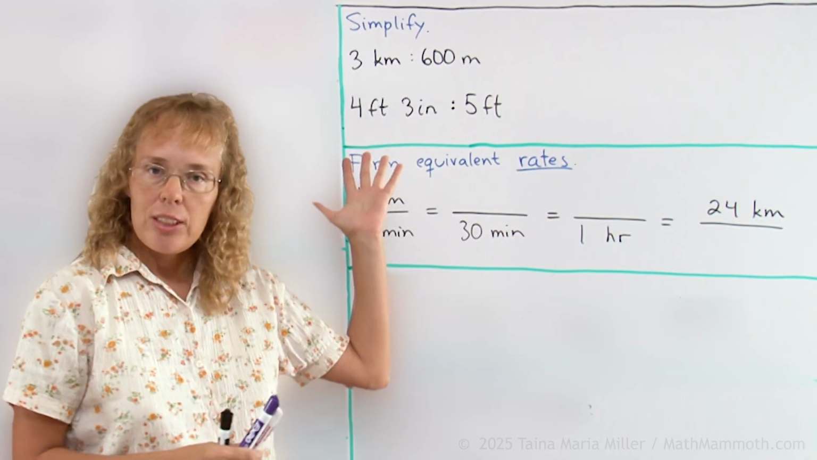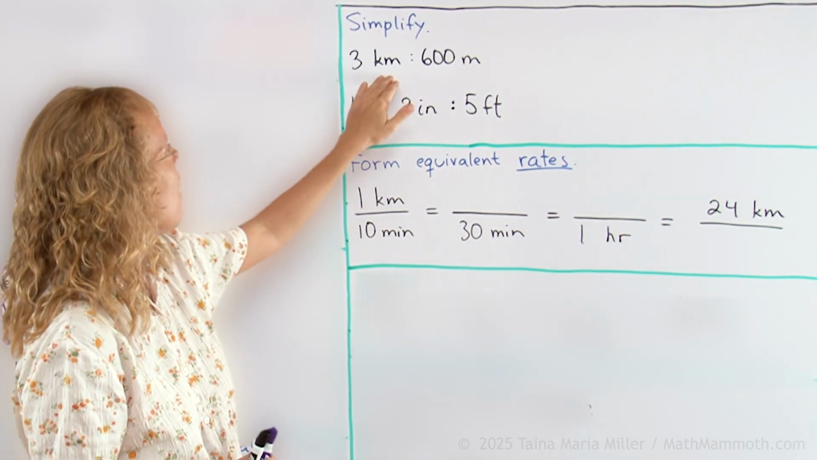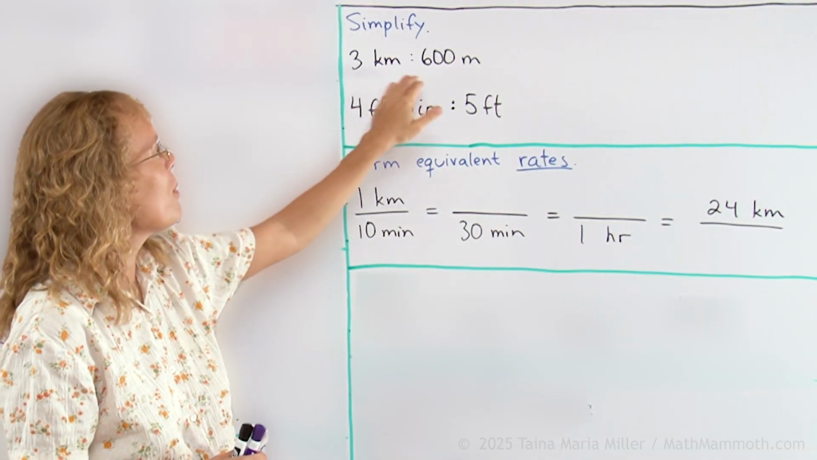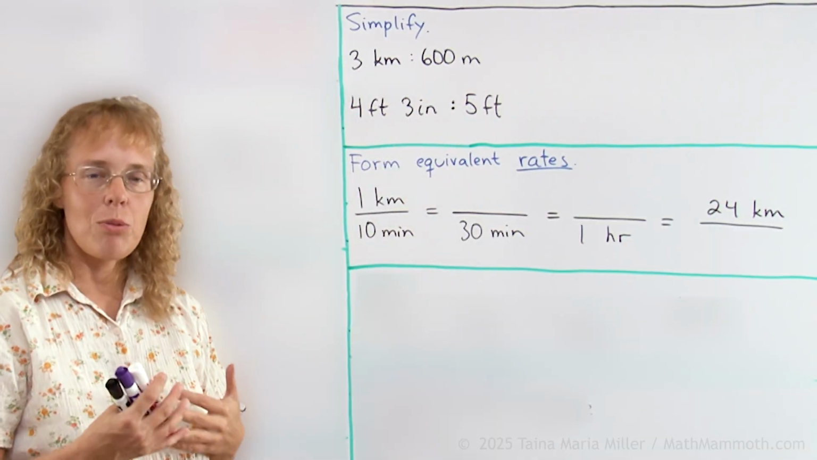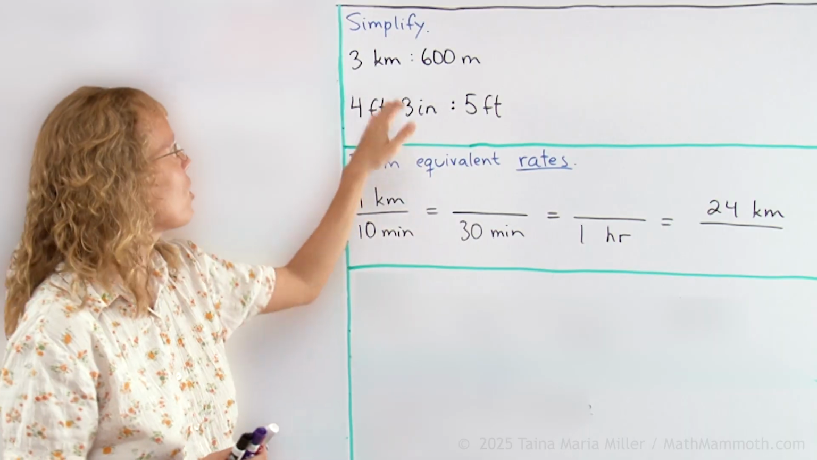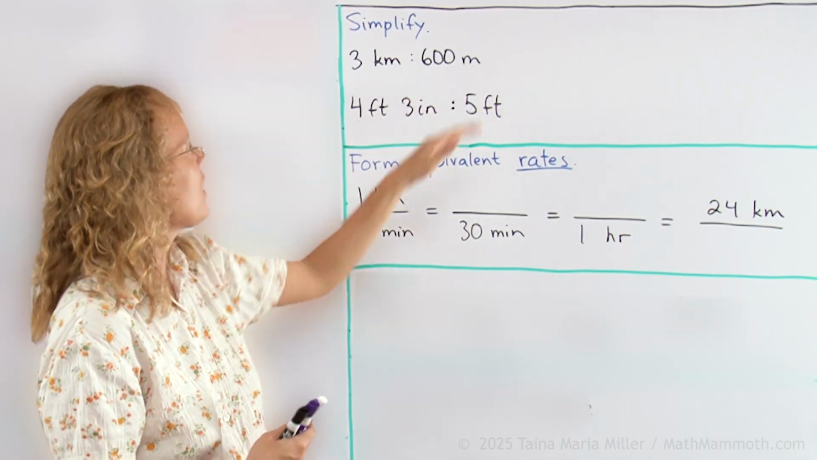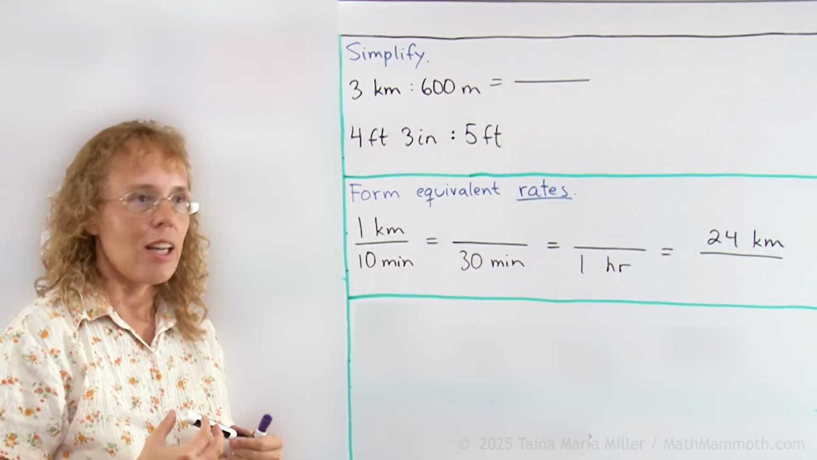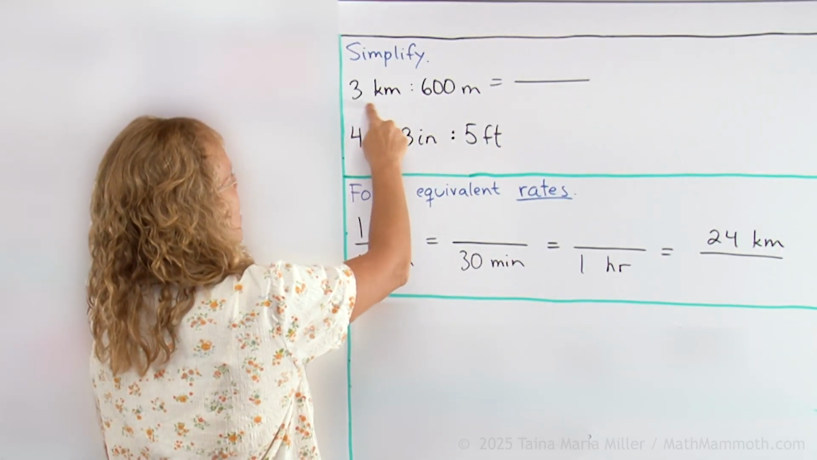Now we will simplify these two ratios too. Notice that there are now some measurement units here. And because of that, kilometers and meters, I need to change one of them so that I have the same measurement unit in both of these. Now let me write this ratio using the fraction line and also change this into meters.